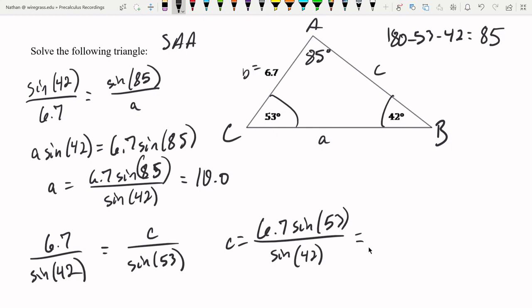Okay, solving that, 8.0. And this triangle is completely solved. We have A was 10.0, C was 8.0. Everything is known about this triangle.